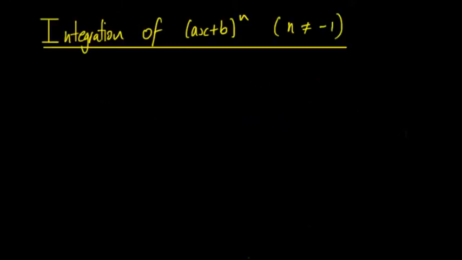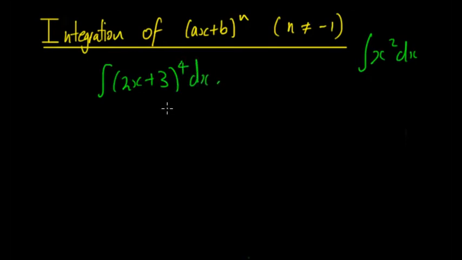So now, going on to integration: how do we antidifferentiate (ax plus b) to the power of n? We've looked in the previous video at how to antidifferentiate functions such as x squared. However, this time we want to be able to antidifferentiate something like (2x plus 3) to the power of 4 dx.